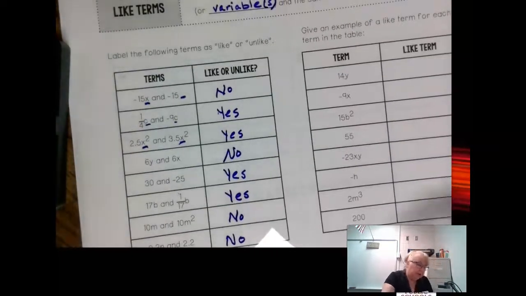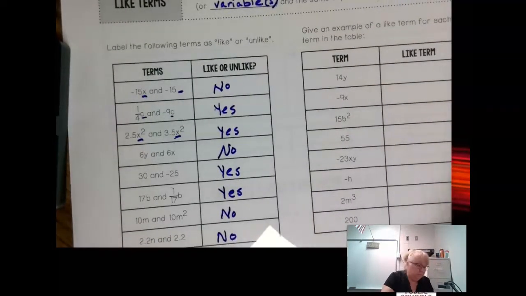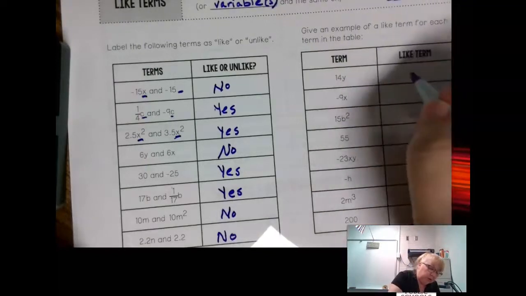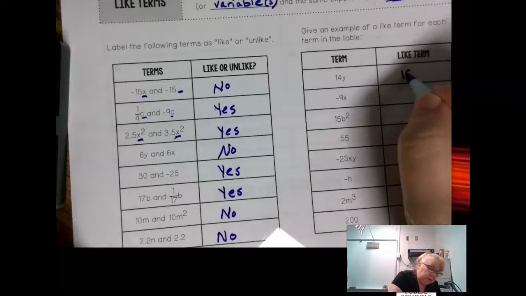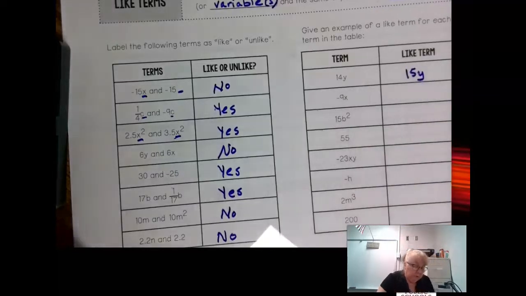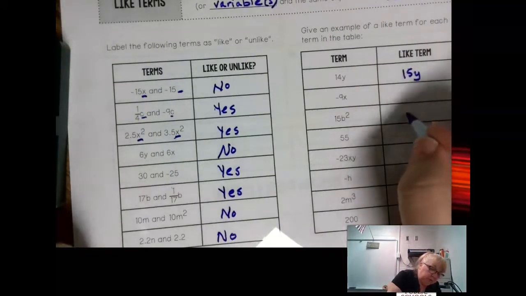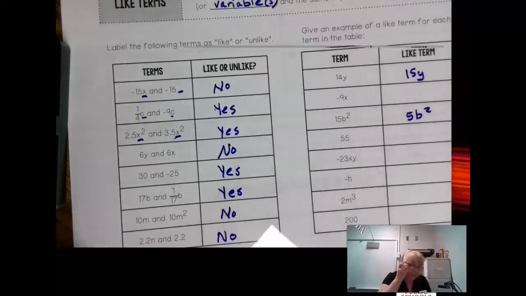Okay, we want to give an example of a like term. I'm going to do a couple of them, and then I'm going to let you do the rest of those on your own. So a like term for 14y could be 15y. A like term for 15b squared could be 5b squared. So you can fill in the rest.